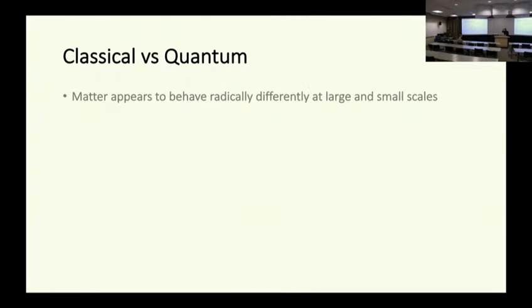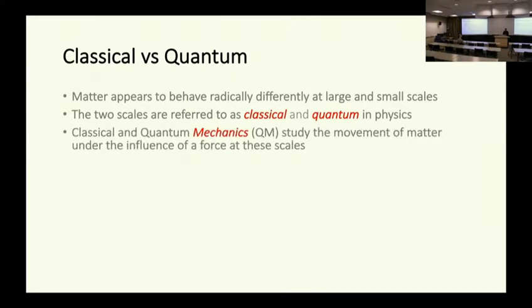To define classical versus quantum worlds, matter seems to behave very differently at the large and small scales. And these scales are referred to as classical and quantum. Classical and quantum mechanics are basically the study of movement of matter at these two scales under an influence of a force. And you might say, well, why is the movement thing relevant? Well, for classical, it's very clear. It's Newton's laws and so forth. It tells you how spaceships get to their destinations and so forth.